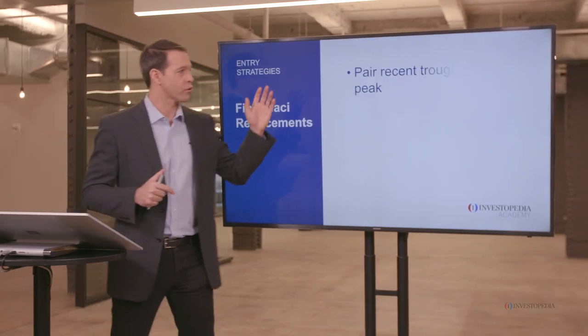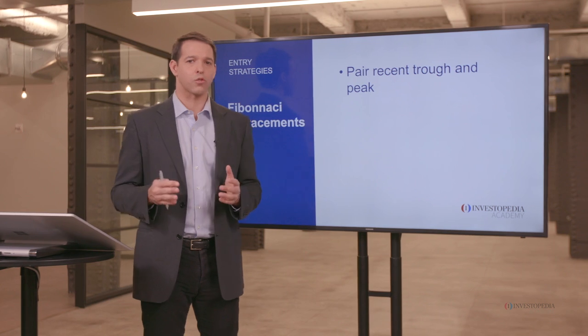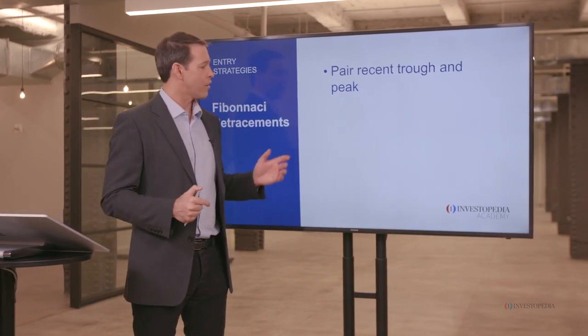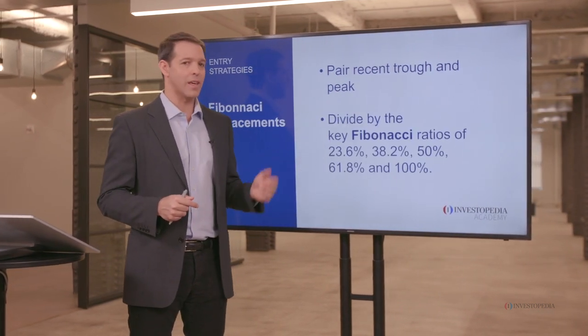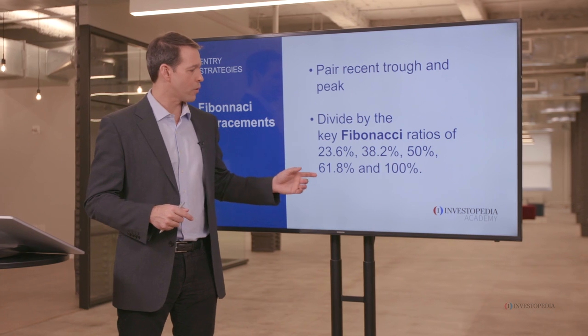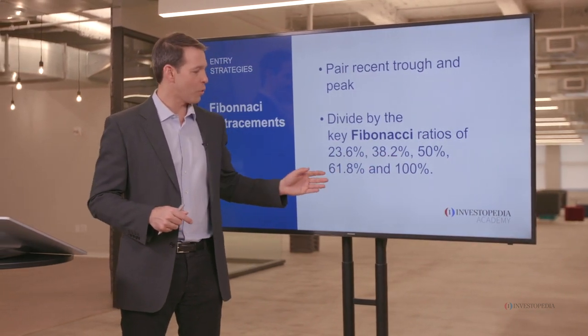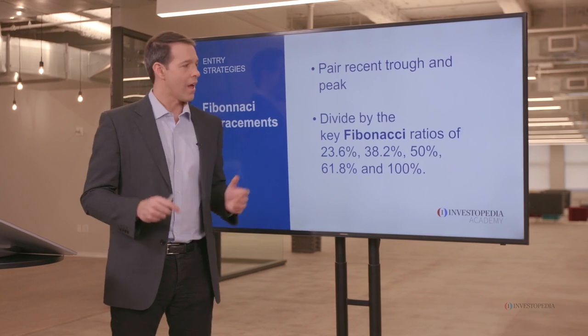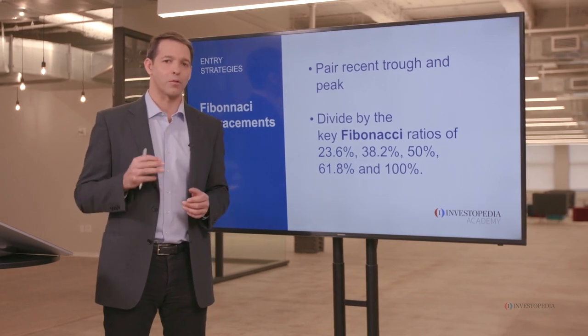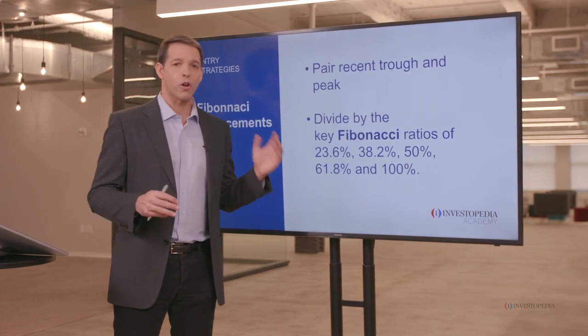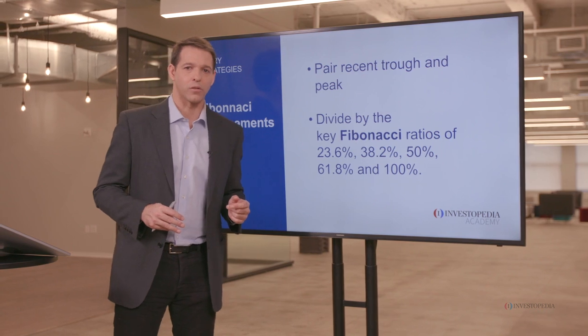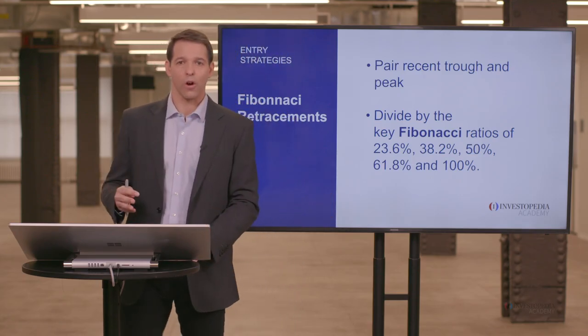What you do with Fibonacci retracements is you pair a recent trough and a peak. And you divide this distance by the key Fibonacci ratios of 23.6%, 38.2%, 50%, 61.8%, and 100%. And these give you key levels of support. Now, I'm going to show you how to draw these Fibonacci ratios, and let's go over some charts to outline that right now.